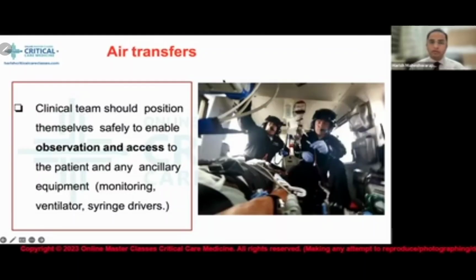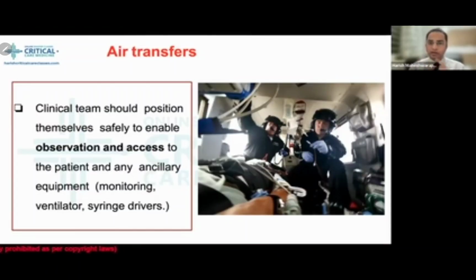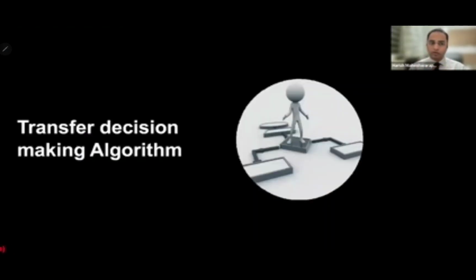Nowadays, air ambulances are available commercially, and they are involved in transferring patients who are on ECMO also. But we need specific preparedness when we consider ECMO transfer through the air ambulance.